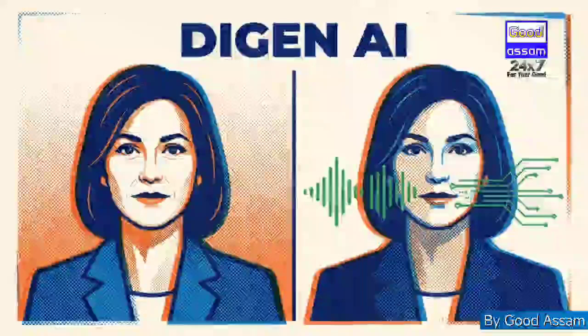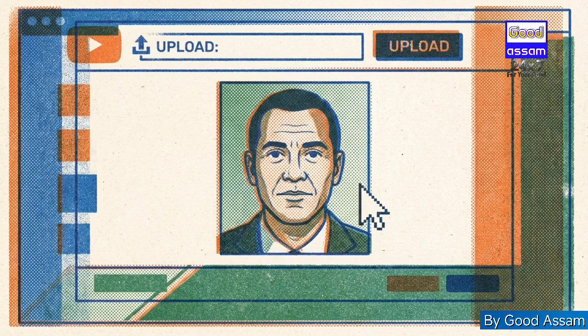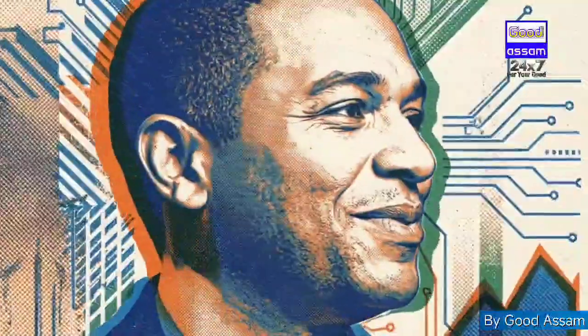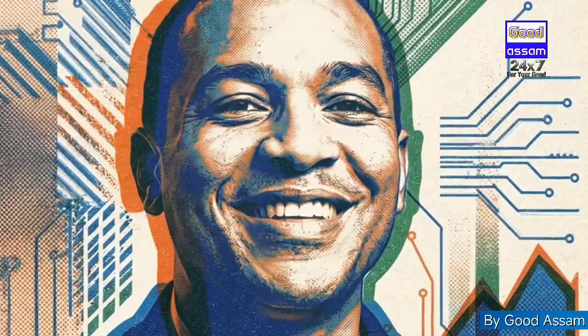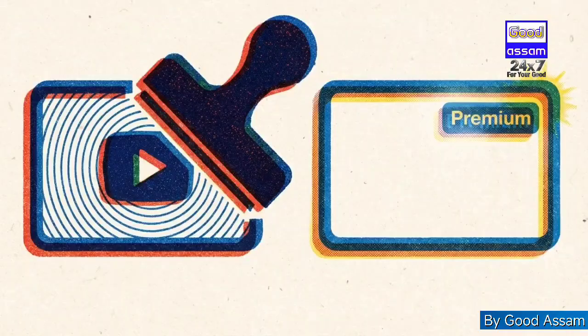Digen AI is a platform built for the specific tasks of avatar creation and precise lip syncing. The process begins with a simple static photograph. This software then processes that static image to create a lifelike digital avatar with completely natural facial movements. The trade-off here is the watermark. Removing it and gaining higher usage limits requires moving to a paid tier.